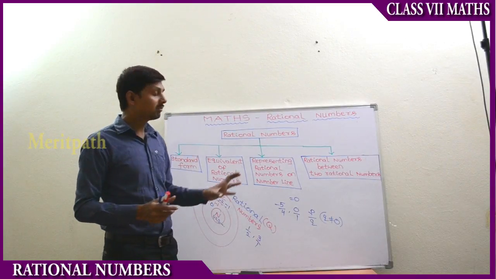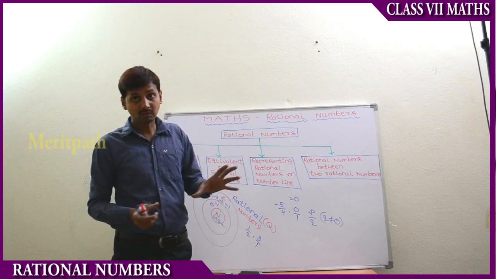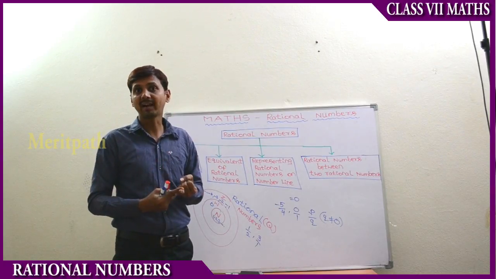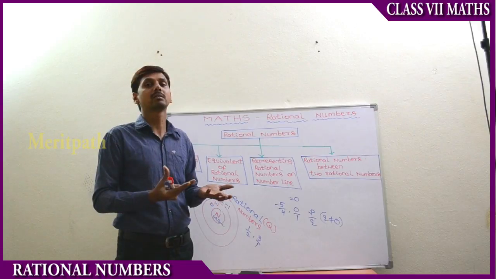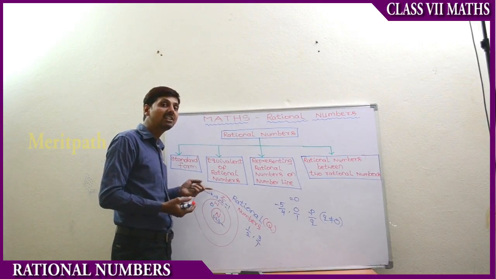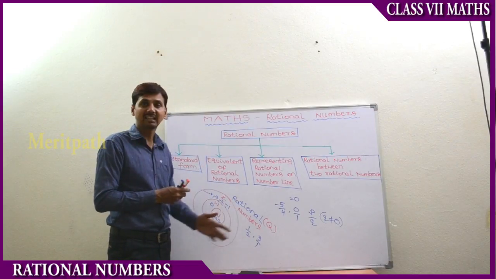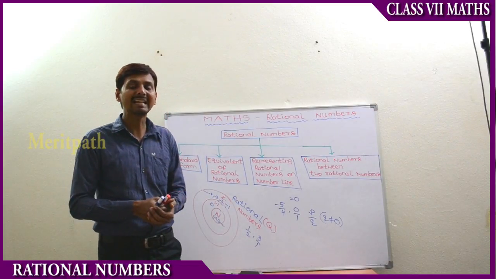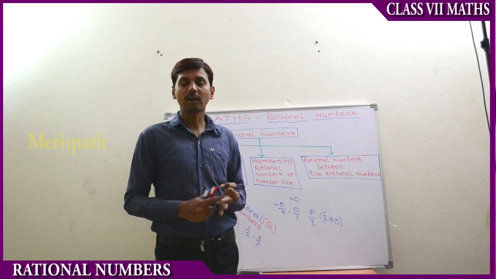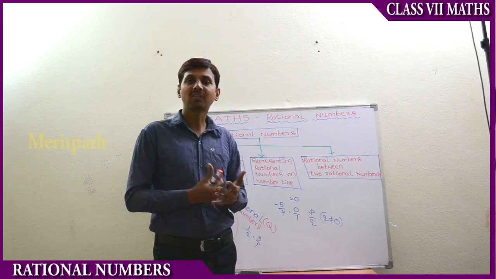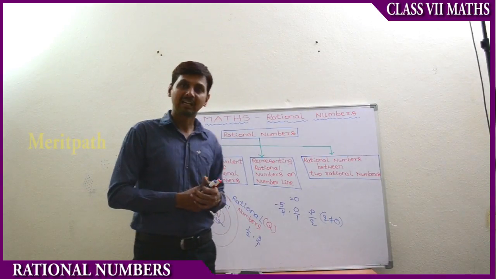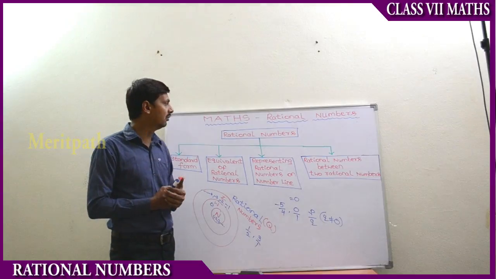So these are all the numbers: fractions, or without the fraction, whole numbers. Natural numbers, whole numbers and integers, along with fractions, together are called rational numbers. Any kind of fraction, either positive or negative, is called a rational number. Rational numbers are denoted by Q.